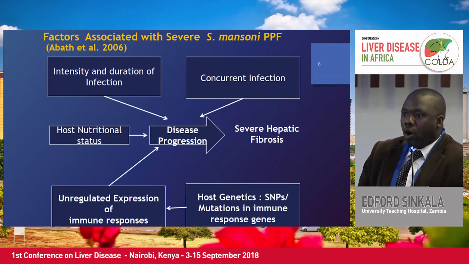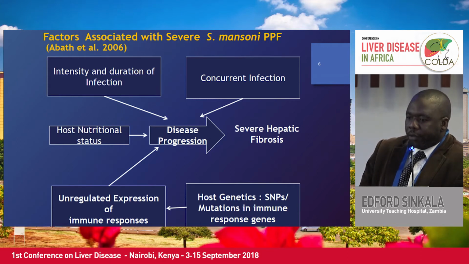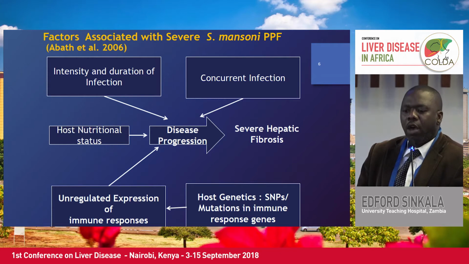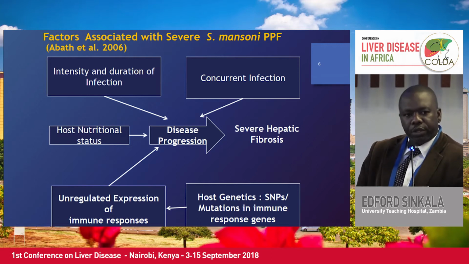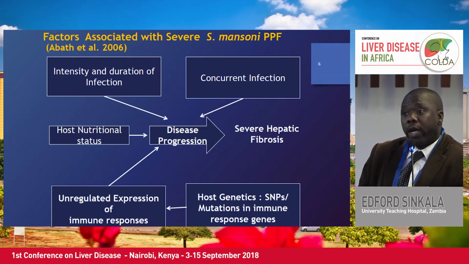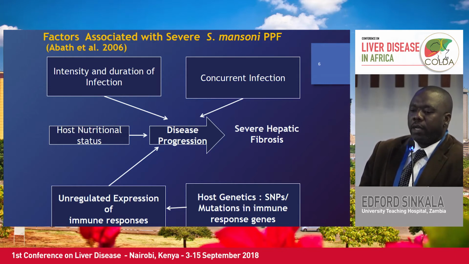severe form of disease. Or if patients are infected with multiple species, this also contributes to severe periportal fibrosis. Host nutritional status: those patients whose nutritional status is quite poor tend to get severe disease. Genetics do play a role, and this results in unregulated expression of immune responses, and then patients tend to get a severe form of disease.